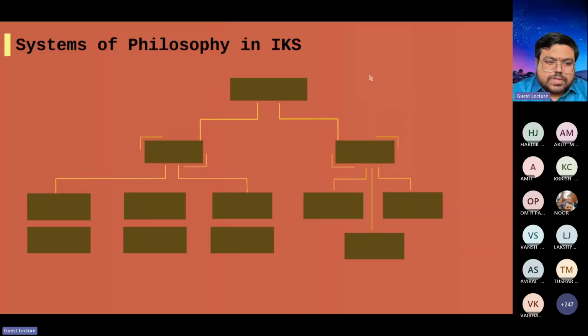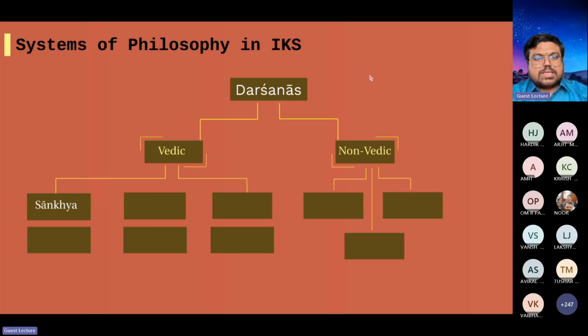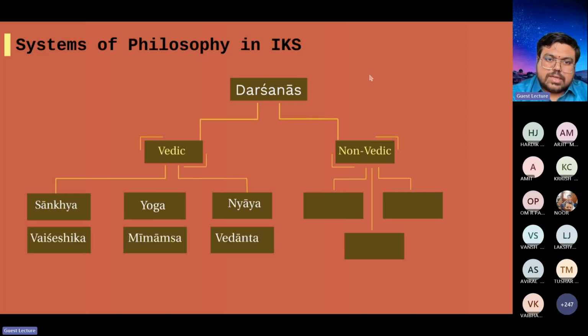So the systems of philosophy that we are going to discuss are the following. They are called darshanas. There are Vedic and non-Vedic darshanas. The Vedic darshanas are Sankhya, Yoga, Nyaya, Vaiseshika, Mimamsa, and Vedanta. And in non-Vedic, we have Jaina, Buddha, and Charvaka.